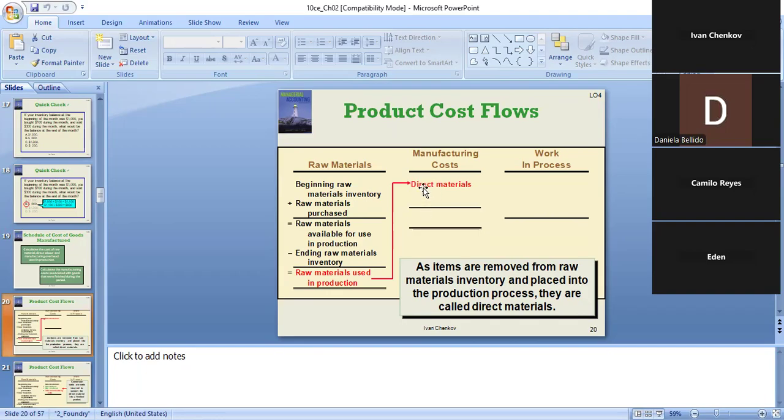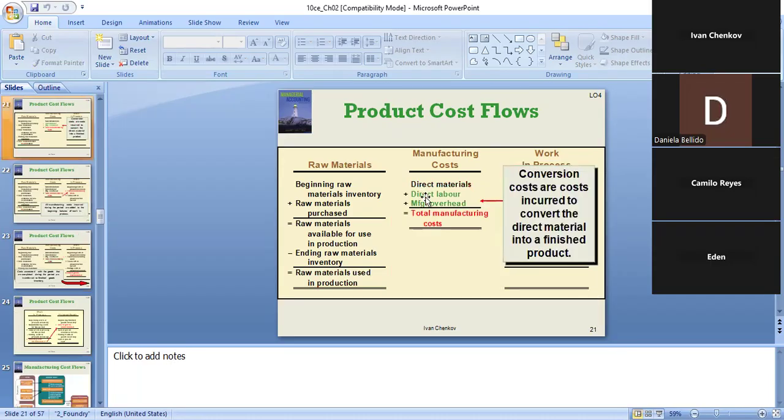Then into direct material, we're going to add direct labor and manufacturing overhead. That will be our product cost. And direct labor and manufacturing overhead will be the conversion cost. But all three together will be our product cost. And that's going to give us total manufacturing cost for the period.